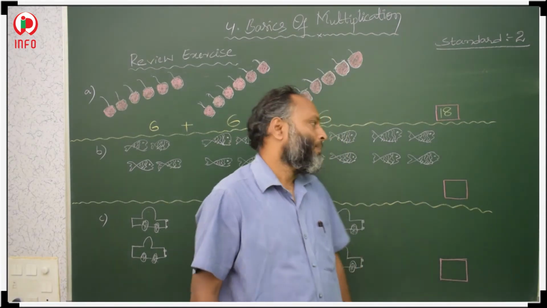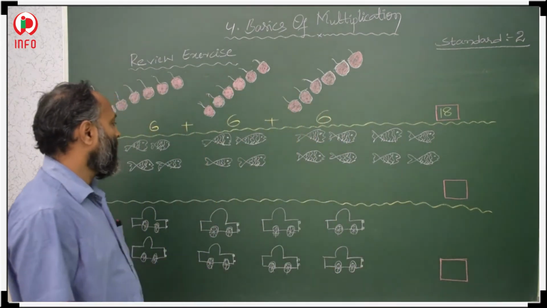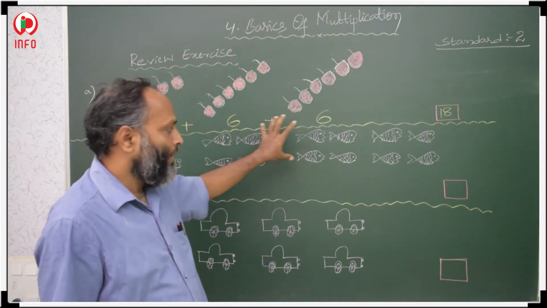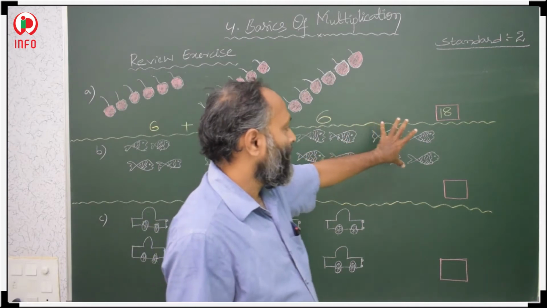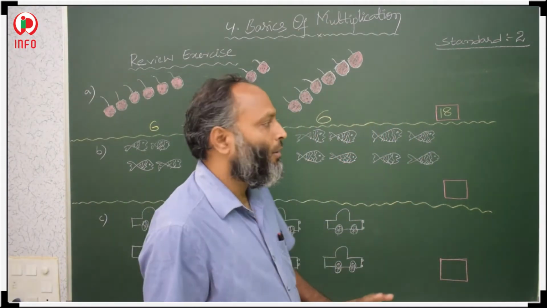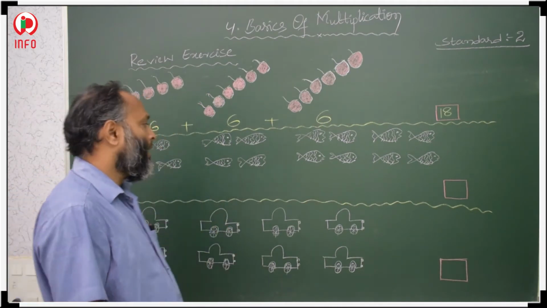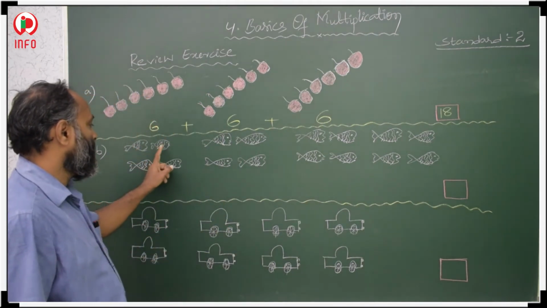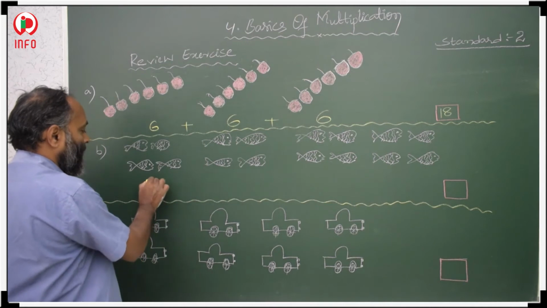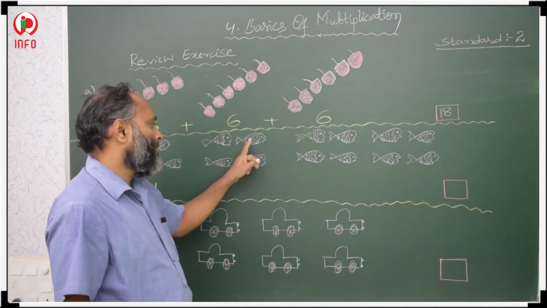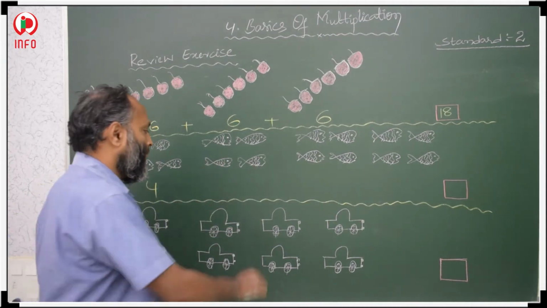In the same way, here some fishes were given in each group. This is the first group, this is the second group, this is the third group, this is the fourth group. In all 4 groups, the number of fishes is the same. How many fishes were there? 1, 2, 3, 4. Here 4 fishes. In the second group, 1, 2, 3, 4.